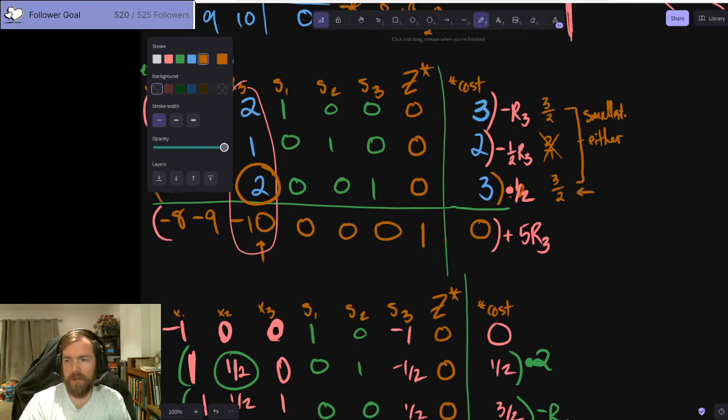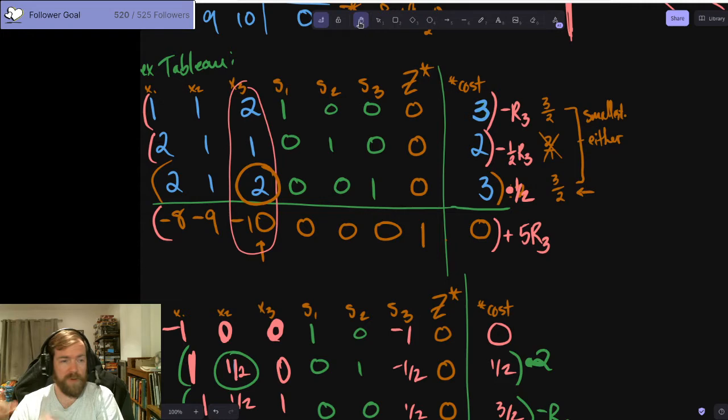Row 3, kind of arbitrarily at this point. But again, row 1 and row 3 were tied. So, shrug. So I chose row 3 to be our pivot. So we're going to pivot around this point, which means this needs to be a 1, and everything above and below it needs to be a 0.